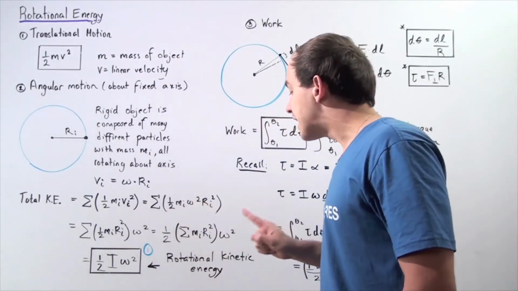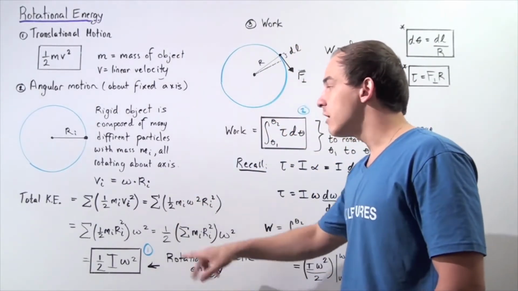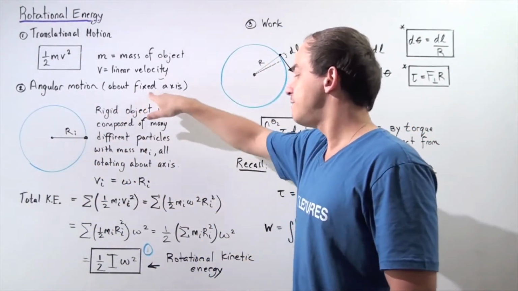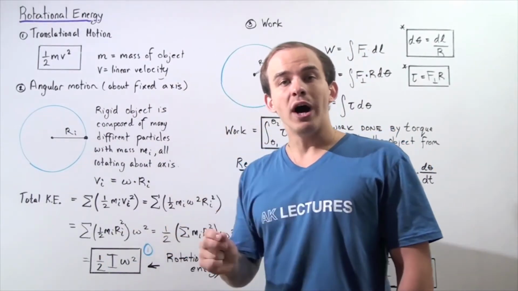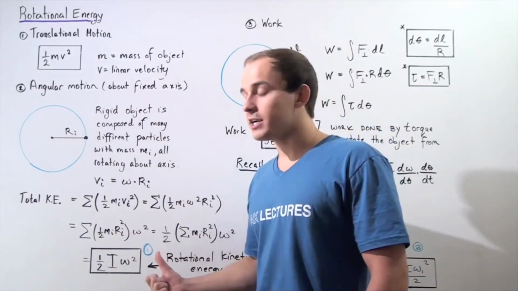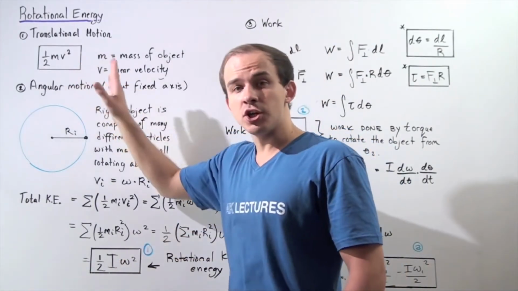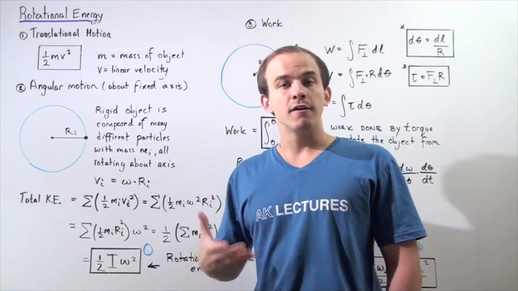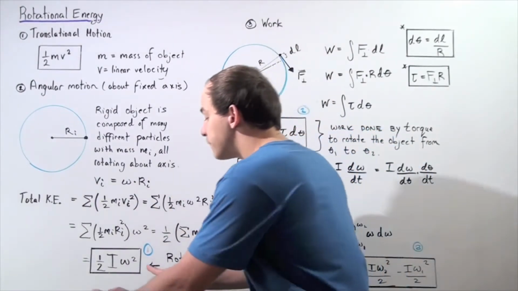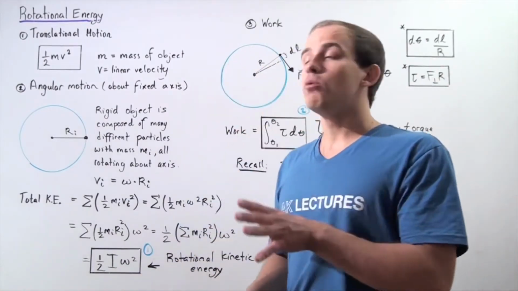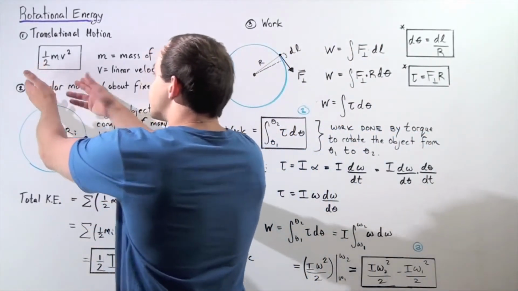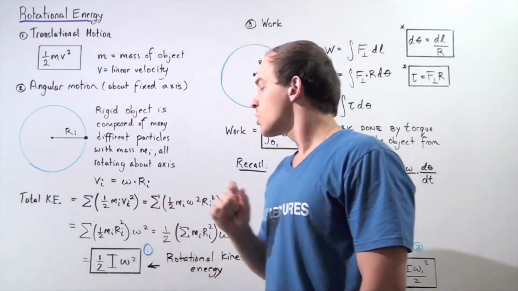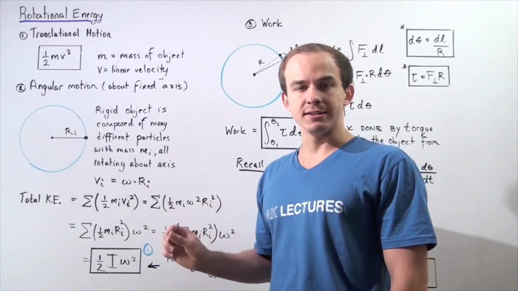So I get that the rotational kinetic energy of the object that is experiencing angular motion about a fixed axis is equal to 1/2 I omega squared, where I is the rotational inertia of the object and omega is the angular velocity of our object. So we see that the form of this equation is almost identical to this equation, except we replaced the physical translational quantities with the physical angular quantities.